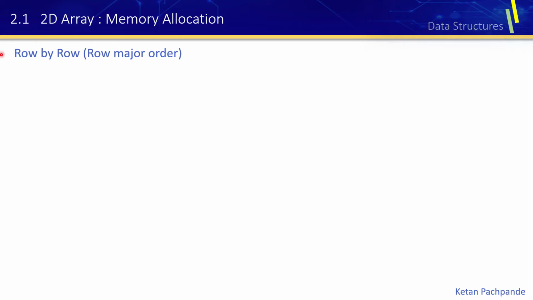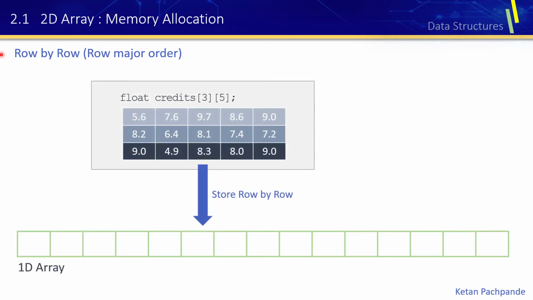Let's look at the first method, that is row major order. So let me again take the same example. I have 3 rows and 5 columns here, and here is my 1D array. So by row major order, the first row is going to be stored at the beginning of the 1D array, means 5.6 will be the first element of the 1D array, then 7.6, row by row. The first row, from the index point of view, is the 0th row. So from the 0th row, the first, second, third, fourth and fifth elements will be stored at the beginning of the array.